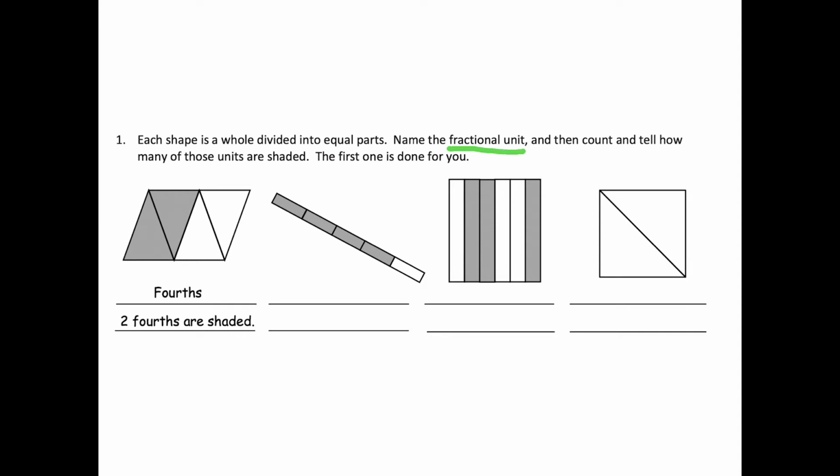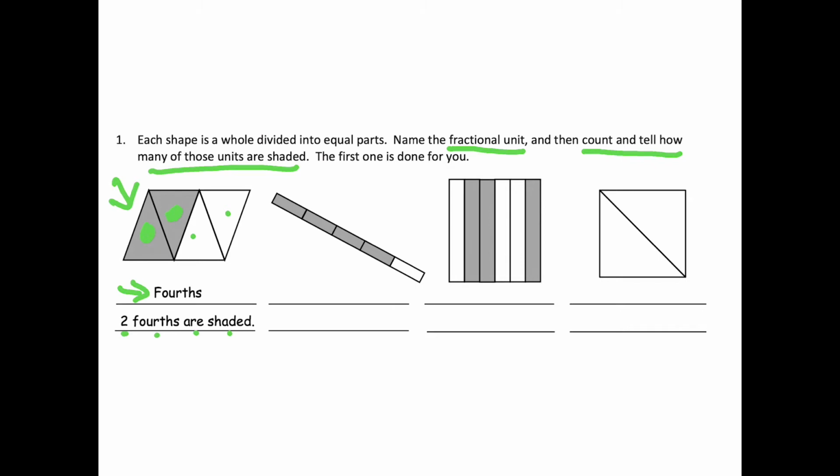So here we have this first one right here. We are going to name the fractional unit. So remember, that's how many equal parts it's been cut up into, and it's the name of that. So for this one, it has 1, 2, 3, 4. It's been cut up into 4 equal parts. So we know that the fractional unit is fourths. So that's the first thing we're going to do. So we're going to name it fourths. And then it asks us to count and tell how many of those units are shaded. Well, I see that 2 of the fourths is shaded. So I'm going to write out 2/4 are shaded.